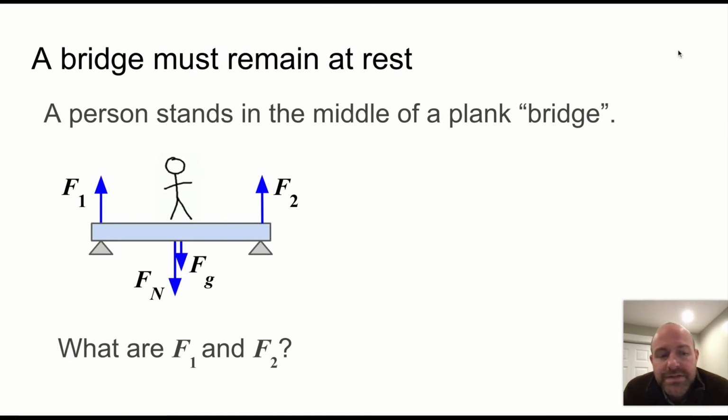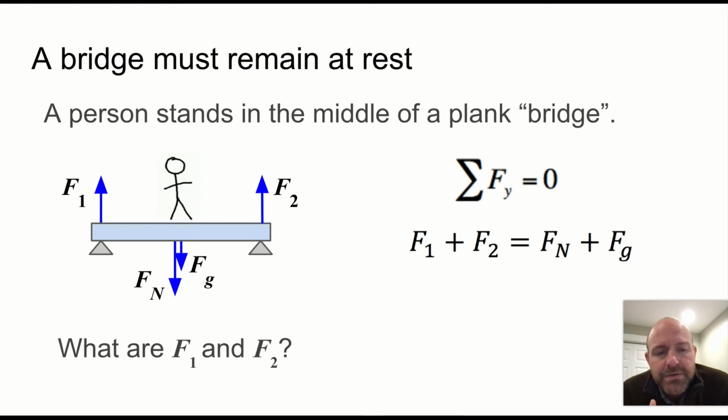If we build basically the simplest bridge you can, you have a plank, a piece of wood, and then there's two supports, one on each end. And you think of a person standing in the middle of the plank. So force one and force two are the upward forces that hold the bridge in place. How big are they, right? Are they equal? How much of the forces on each end? If there's a person pushing down with a normal force, and then there's the weight of the plank itself.